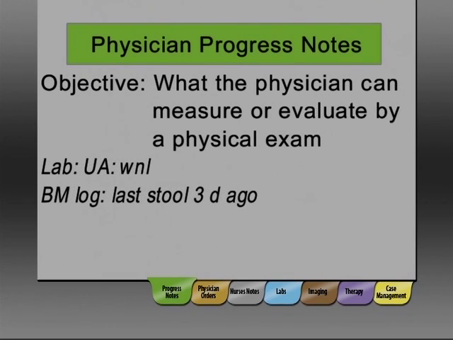Next, on to the physical measurements such as laboratory results. UA equals urine analysis, normal. A bowel movement log was checked, which lists the last stool was 3 days ago.